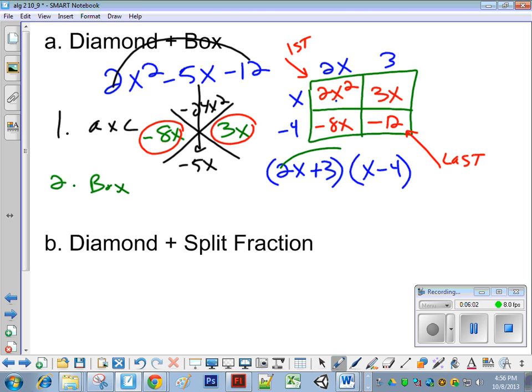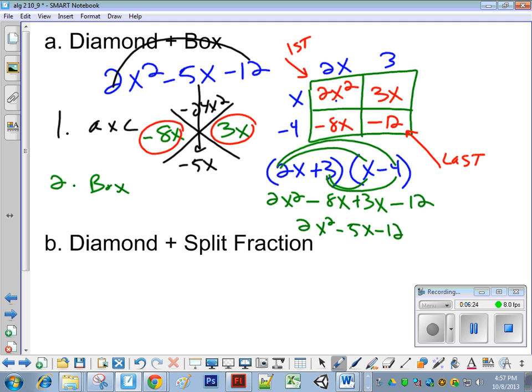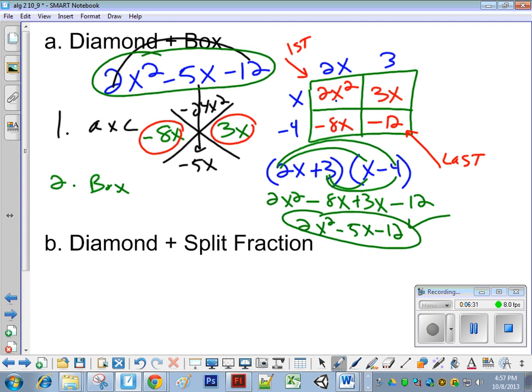The first, 2x times x, is 2x squared. The outside, 2x times negative 4, is minus 8x. The inside, 3 times x, plus 3x. And the last, 3 times negative 4, is minus 12. I combine these two middle terms. I get 2x squared minus 5x minus 12, which is exactly what I started with. Done.